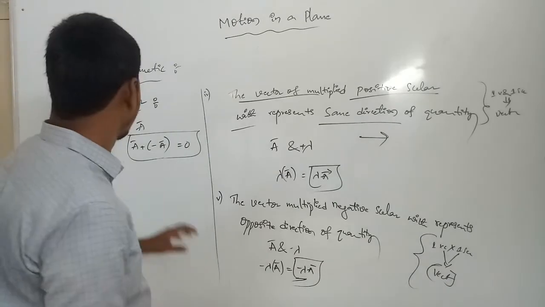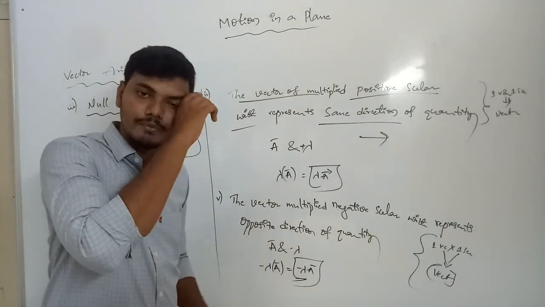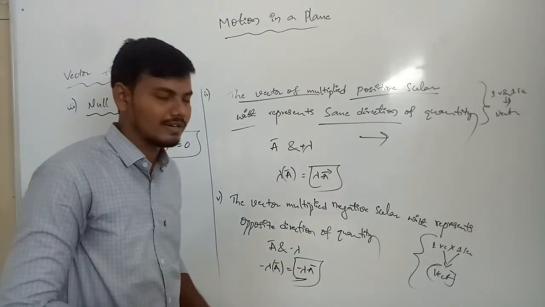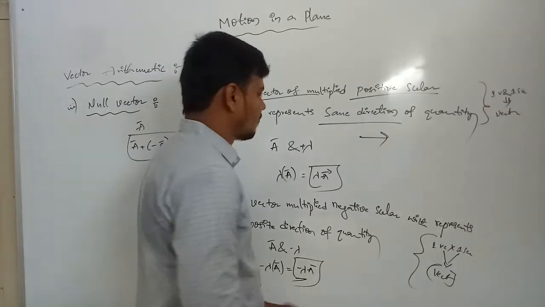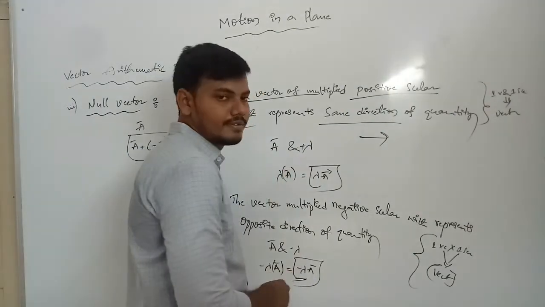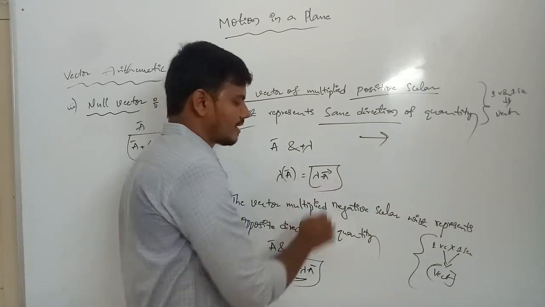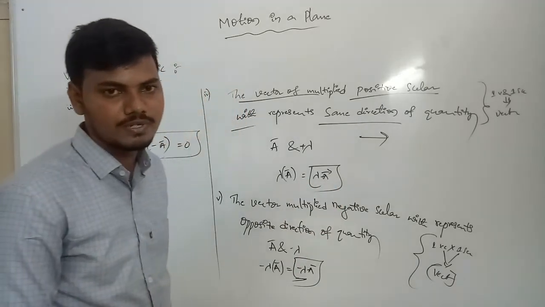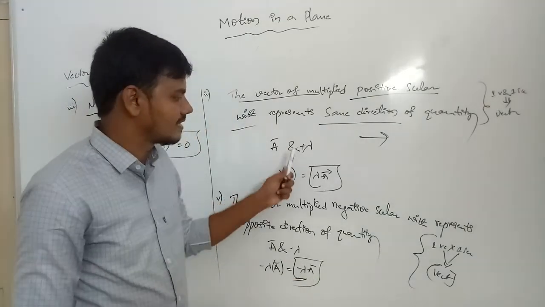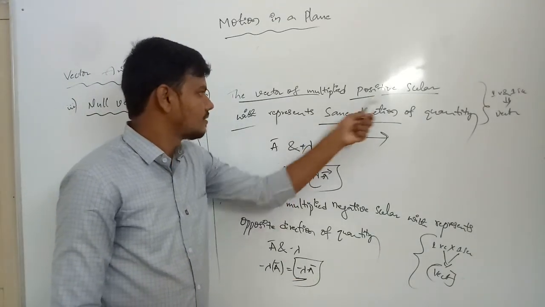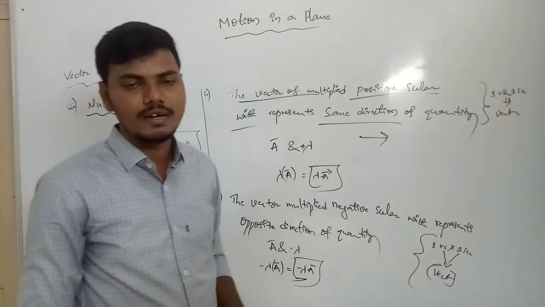Clear? Now the first one is commutative. The second one is associative. The third one is null vector. The fourth one is one vector and one scalar multiplied, with the output of the property lambda A bar, again a vector quantity. The positive one is applicable in the same direction, and the negative one is applicable in the opposite direction.